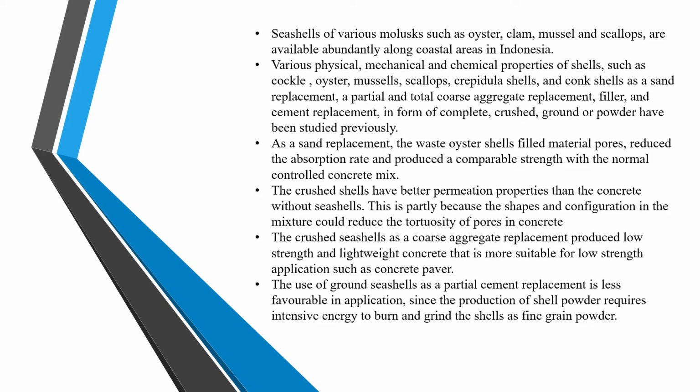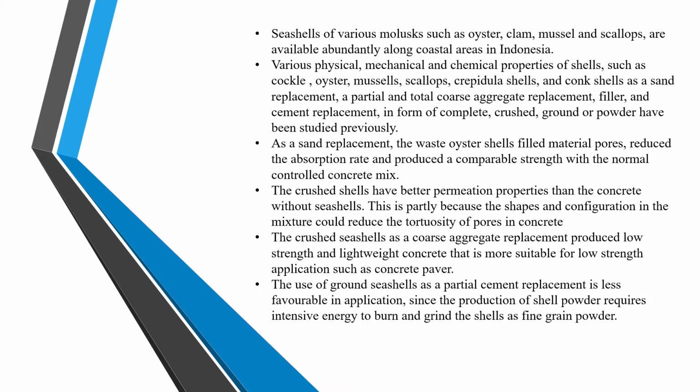Seashells of various mollusks such as oyster, clam, mussel, and scallops are available abundantly along coastal areas in Indonesia. Various physical, mechanical, and chemical properties of shells such as cockle, oyster, mussel, scallops, cribidule shell, and conch shells as a sand displacement, a partial and total coarse aggregate displacement, filler, and cement replacement in the form of complete, crushed, ground, or powder have been studied previously.